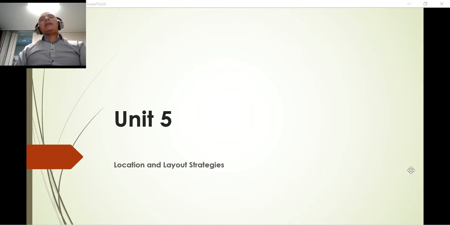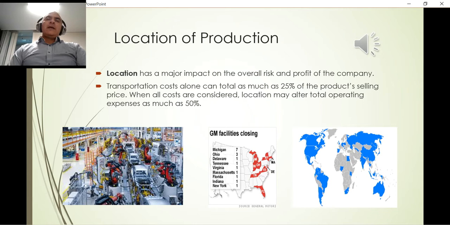First of all, location has a major impact on the overall risk and profit of the company. Why? Because in the end, we are sending our products abroad, and for that reason, we need to figure out the logistics where we can distribute the product in a more effective way, or where we have access to most of our markets. So, like I said, we will have to choose different strategies according to region, local infrastructure, or cost of production. In this case, we will measure that.